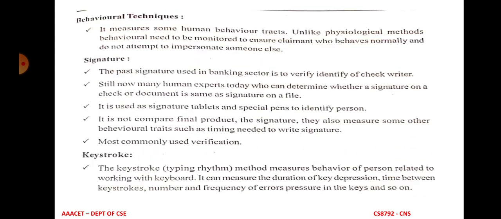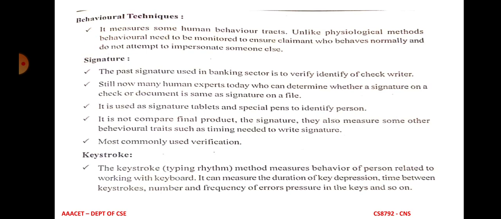The next technique is behavioral technique. So it measures human behavior, right? The first one is signature. The signature used in the banking sector is used to verify the identity of a particular person. So signature tablets and special pens are used to identify persons. It does not compare only the final product, the signature. They also measure other behavioral traits such as the timing needed to write the signature. Most commonly used for verification only.